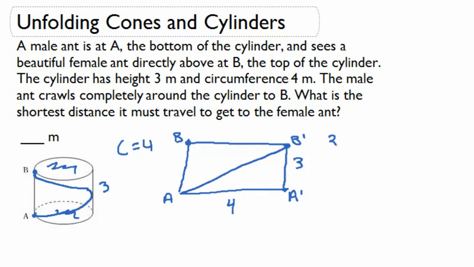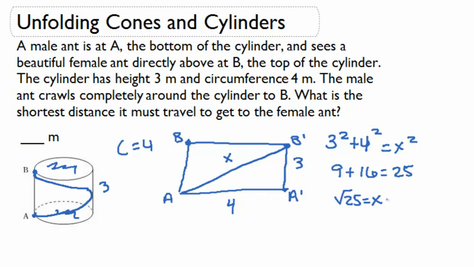We're going to say that we have 3 squared plus 4 squared is going to equal x squared, where x is the hypotenuse of our triangle here. So 3 squared is 9 plus 4 squared is 16, and that equals 25. And the square root of 25 will be x. So the square root of 25 equals x, which equals 5. So the distance he's going to have to travel is 5 meters.